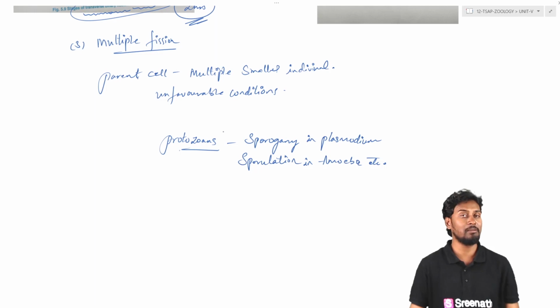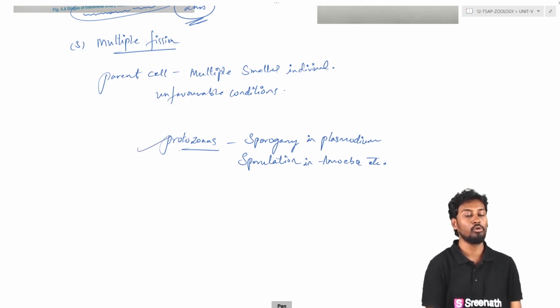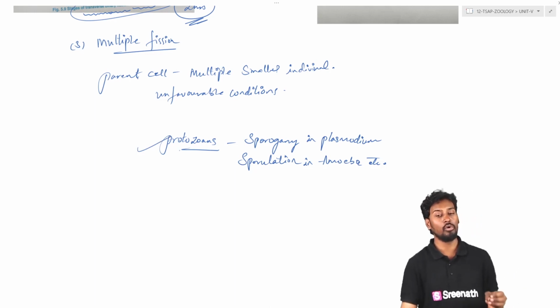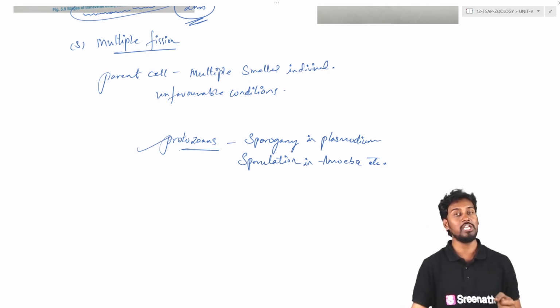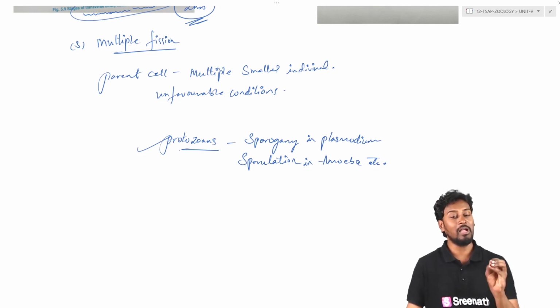So that is generally observed in case of multiple fission, and we can see the protozoans, especially sporogamy in case of plasmodium and sporulation in case of amoeba is the process of multiple fission where we can see the parental cells are raising multiple small individuals.